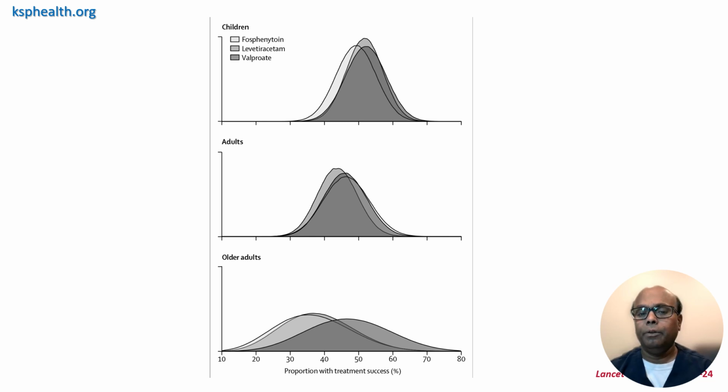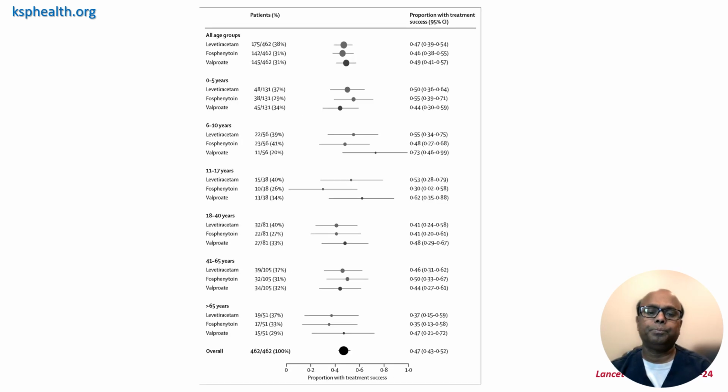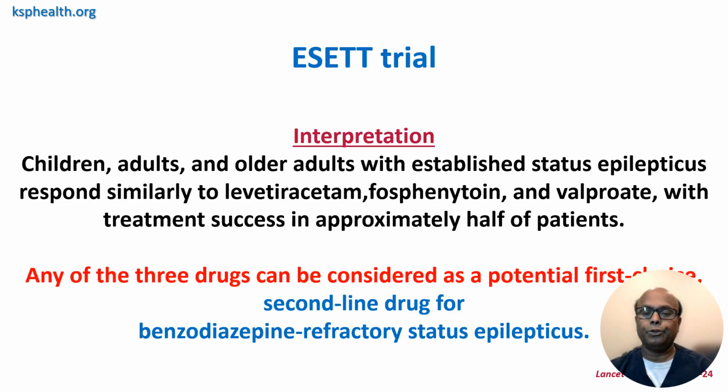In children, there was no significant difference among these 3 drugs. In adults, the same. But in older adults, valproate performed much better than fosphenytoin and levetiracetam. But overall, among these 3, there is no significant difference as far as efficacy goes.